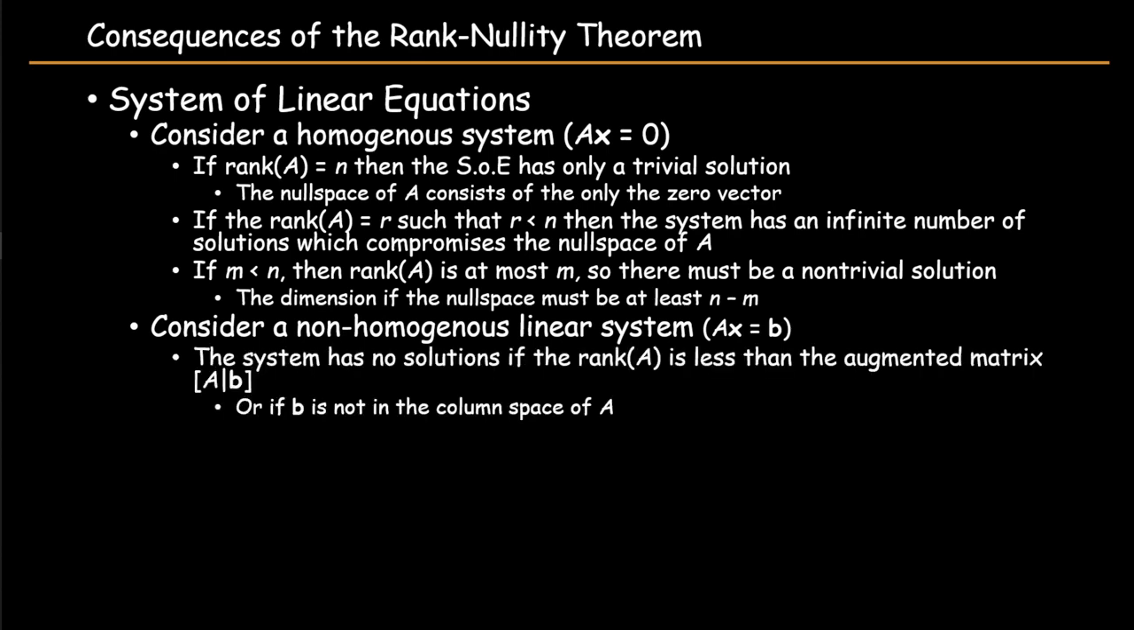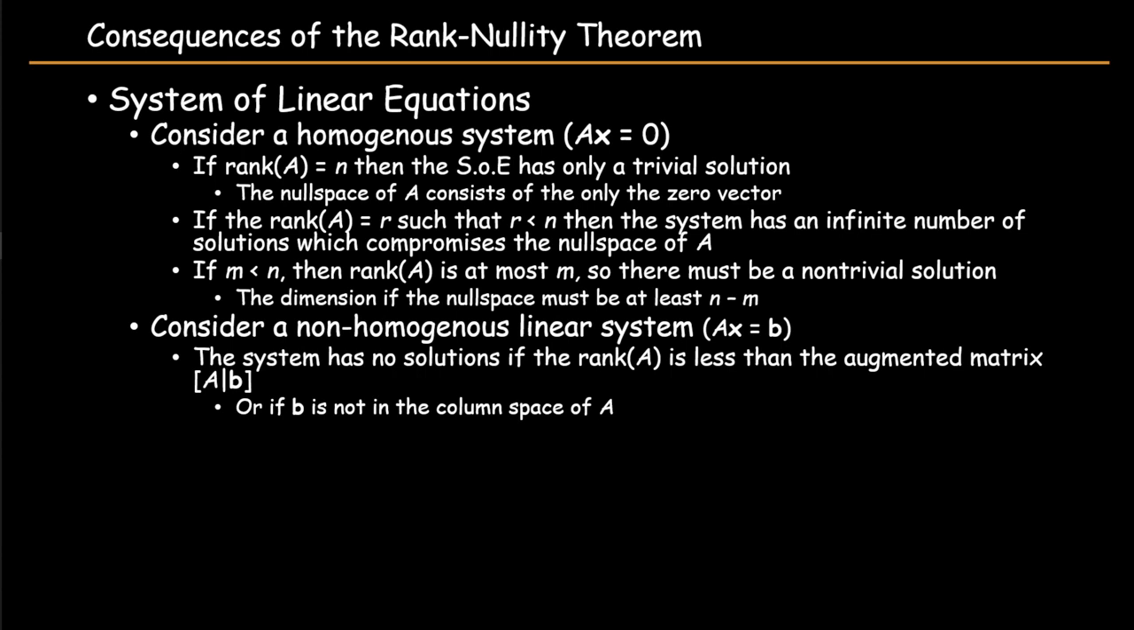So the system will have no solution if the rank of A is less than the rank of the augmented matrix of A augmented with B. Another way you could put this is if B is not in the column space of A. So if B is not in the column space of A, then there is no solution to the system.